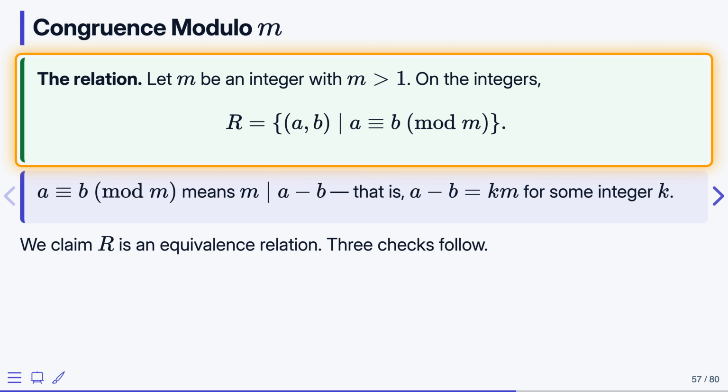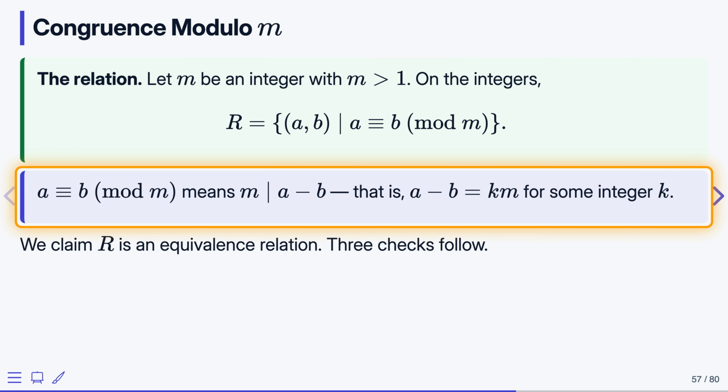Now a very important example, congruence mod m. Let m be an integer bigger than 1. We work on the integers. We say a is related to b when a is congruent to b, mod m. What does congruent mean? It means m divides a minus b. In other words, a minus b is an exact multiple of m. We write that as a minus b equals k times m, where k is an integer. An integer matters here. k is allowed to be negative or 0.